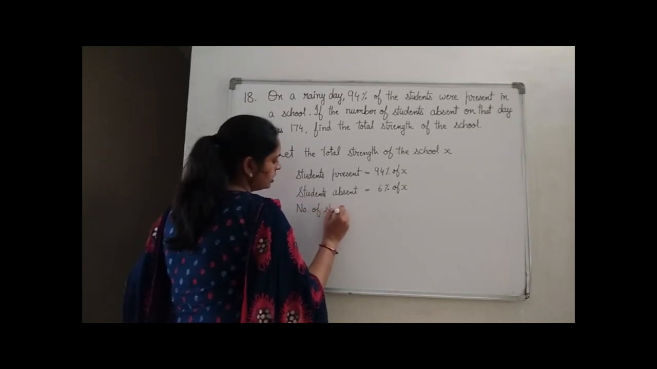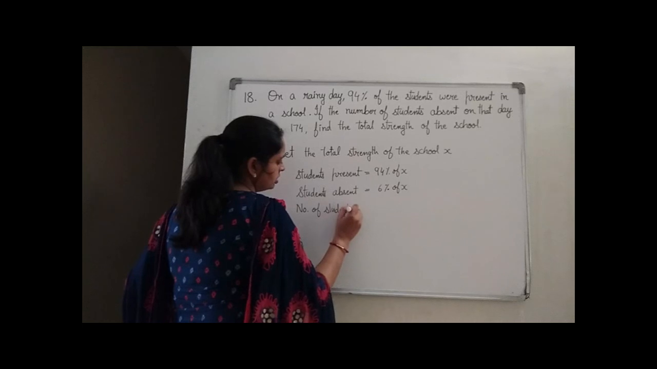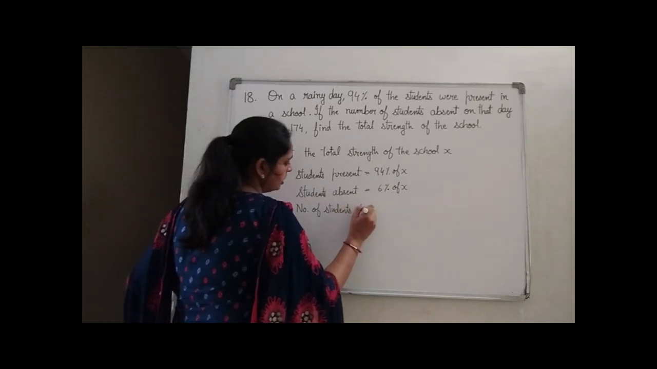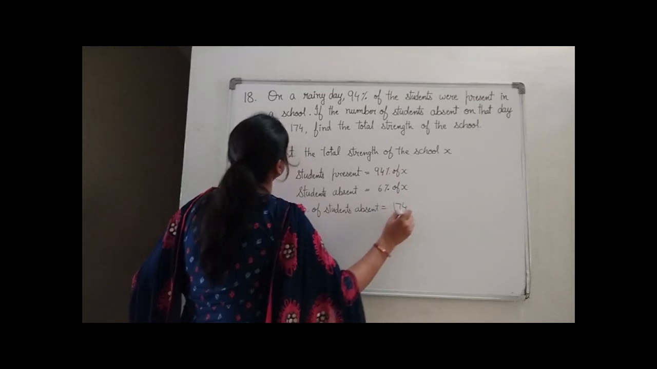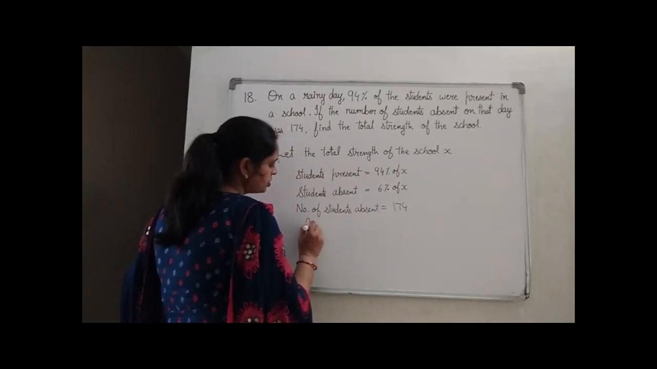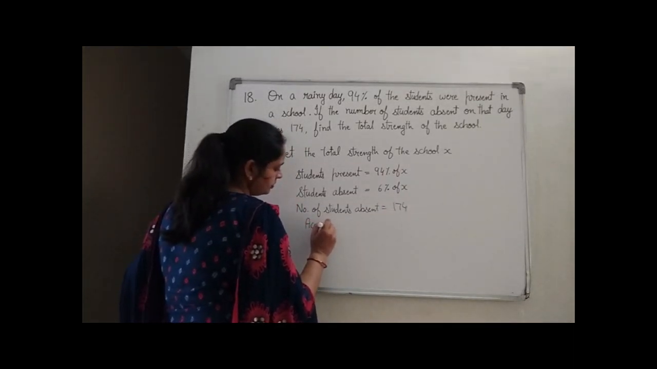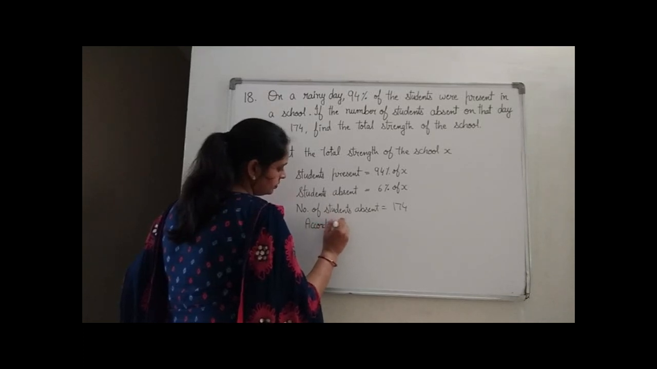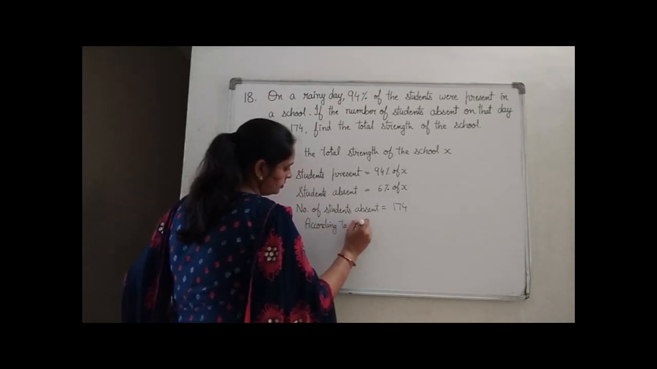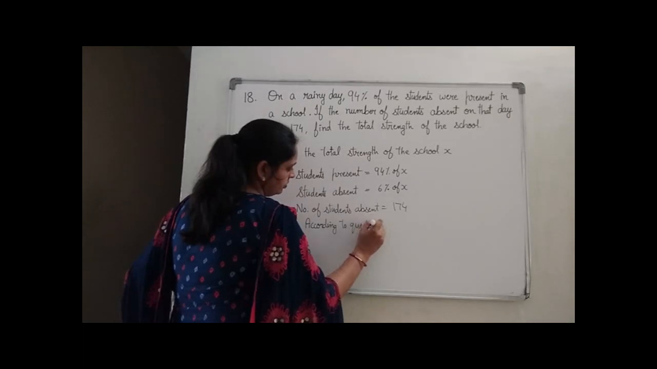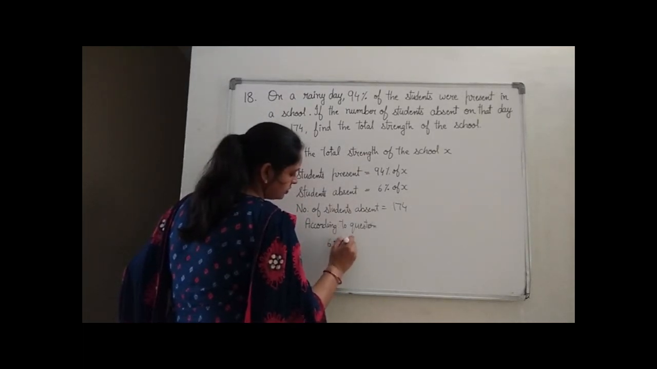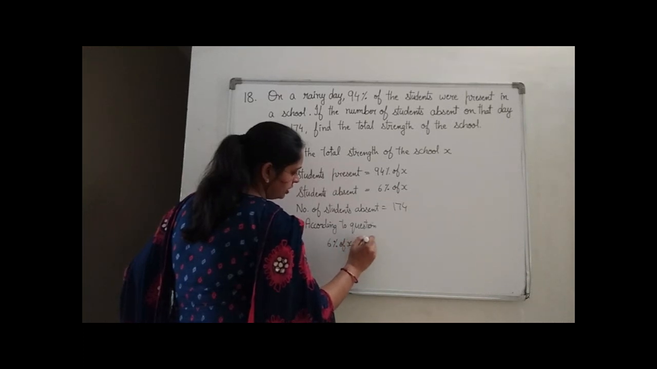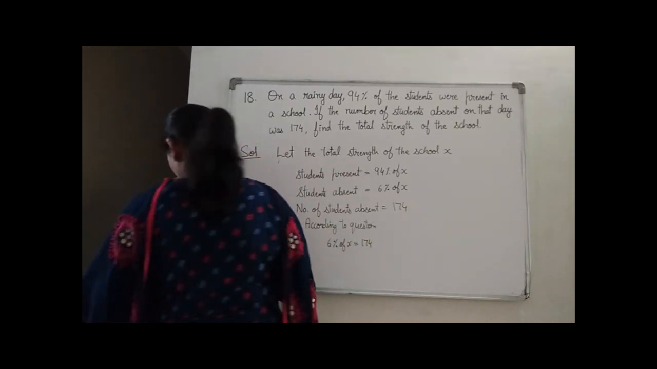Number of students absent that day is given as 174. So according to the question, we have 6% of x is equal to 174, right?